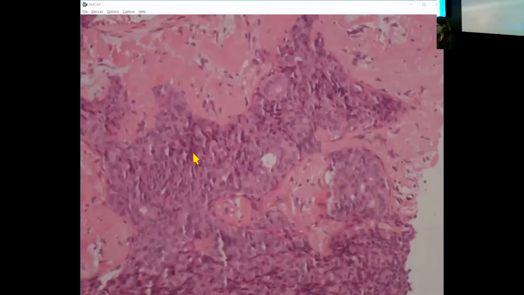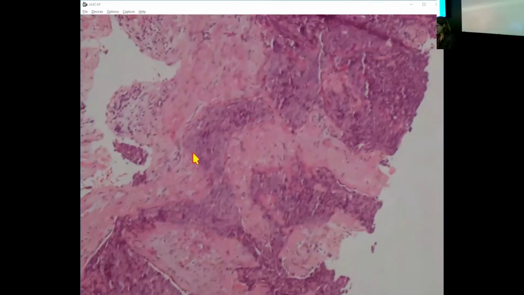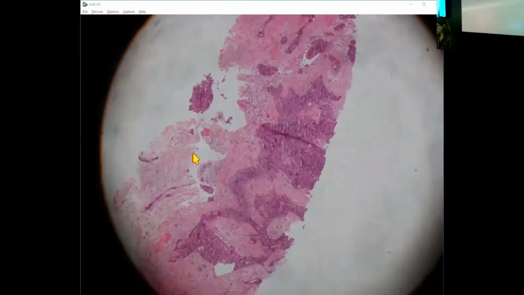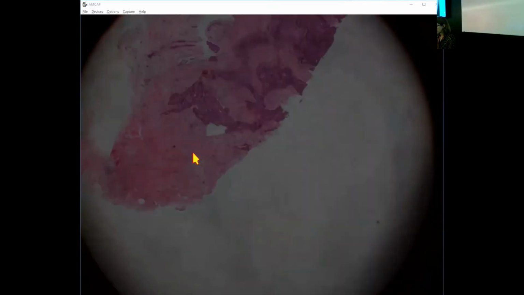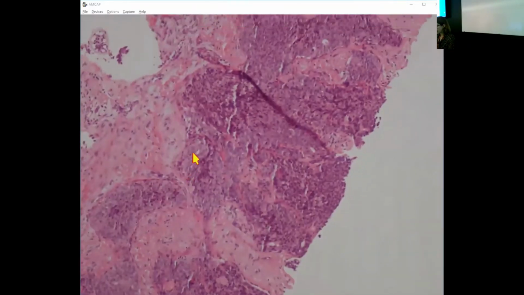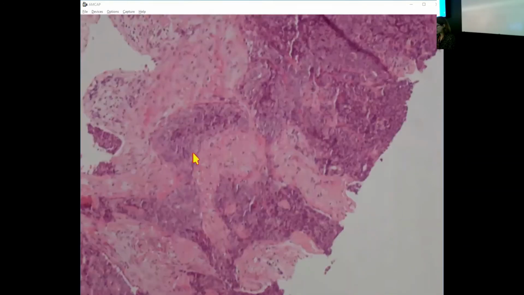I'm trying to find the necrosis to see if it may not be on this profile as well. That's the picture. But anyway, this is UDH in a sclerosing lesion.